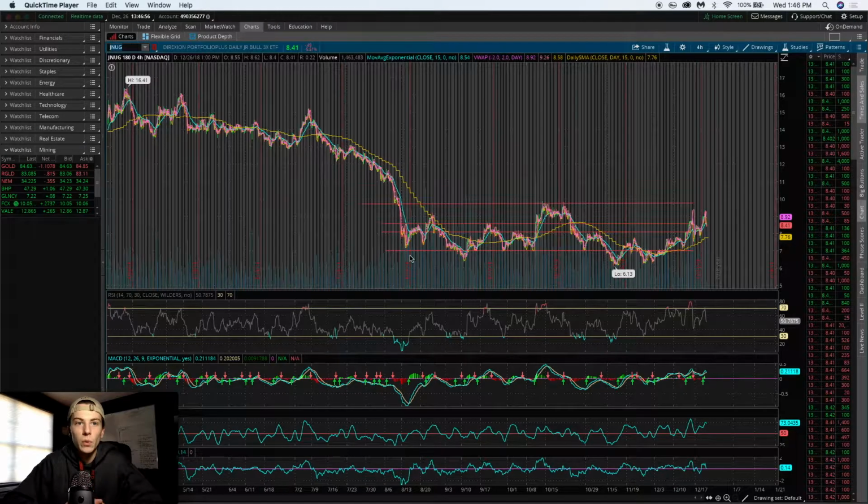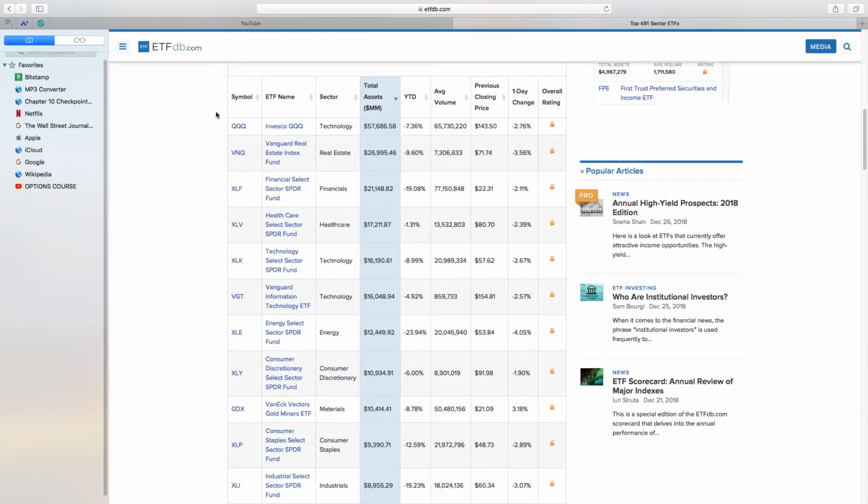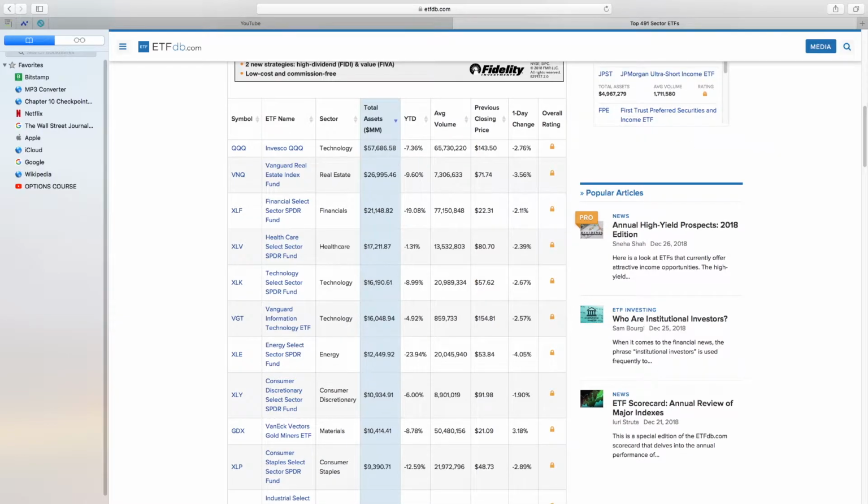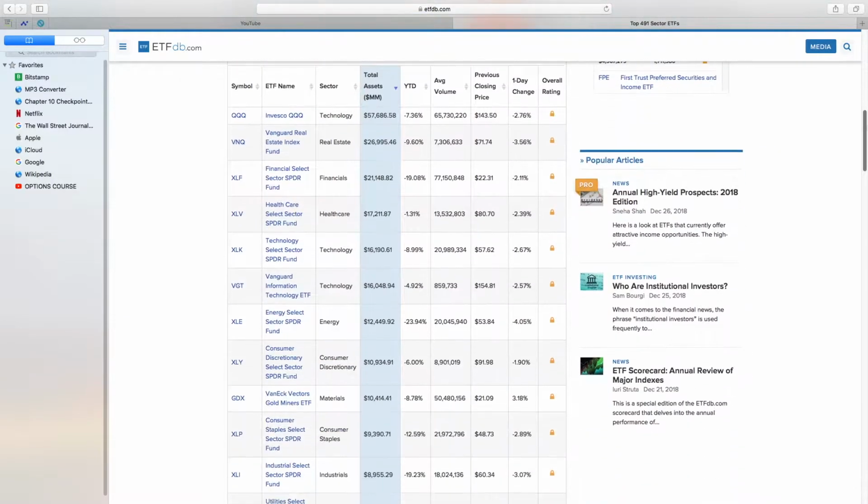If you wanted to invest in, let's say, healthcare, normally you would have to go and pick out a bunch of healthcare stocks and invest in them. Instead, you could just Google a list of ETFs. I have a list already pulled up here on etfdb.com, the ETF database, a list of ETFs broken up by sector. If you wanted to invest in the technology sector, you could buy QQQ, an ETF that will track the technology sector.